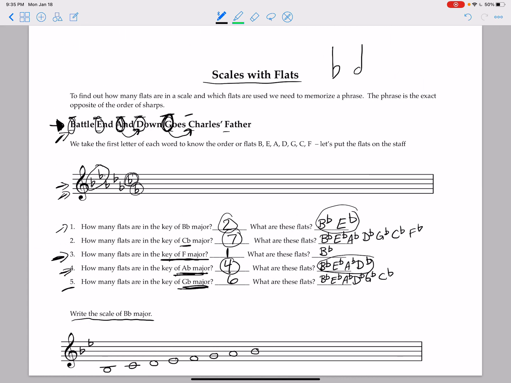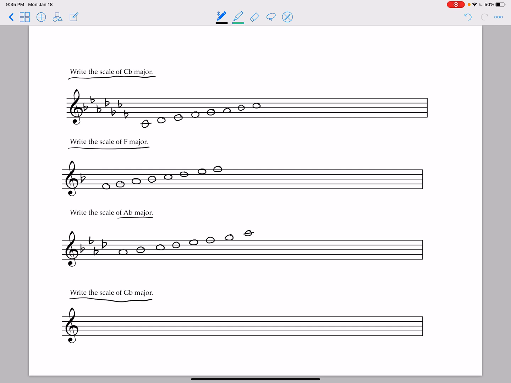All right, and our last question, write the scale of G flat major. So if we look at the last question here, G flat major has 6 flats, and they are B flat, E flat, A flat, D flat, G flat, and C flat. So let's write it. Battle ends, and down goes, there's the G, so we're going to add one more. Battle ends, and down goes Charles's. Then we start on our G flat, and we work our way up 8 notes. And there we go. There are the scales with flats.